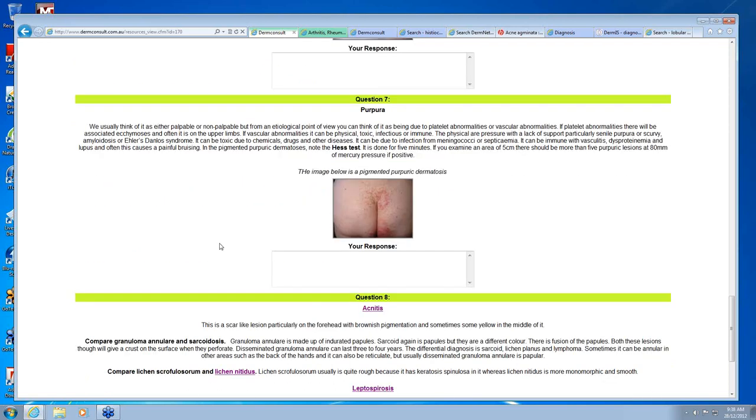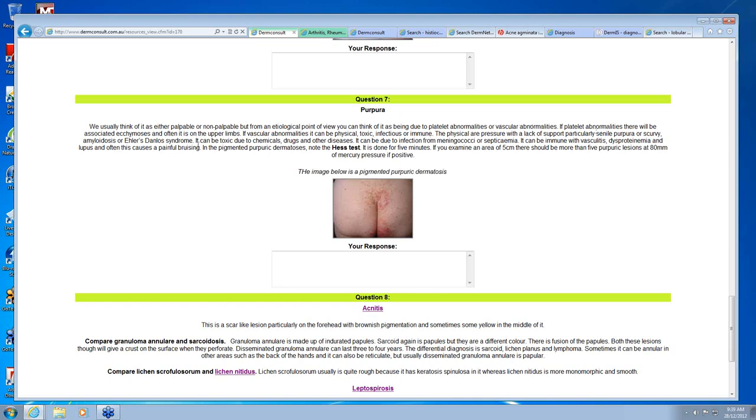Purpura. We usually think of it as either palpable or non-palpable. But from an etiological point of view, you can think of it as being due to platelet abnormalities or vascular abnormalities. I'm usually concerned if I've got palpable purpura. I keep thinking it's a vasculitis, and then I check the urine to see if there's any blood in it. If there is, I know it's part of a systemic vasculitis. But if it was non-palpable purpura, then certainly check for platelet abnormalities.